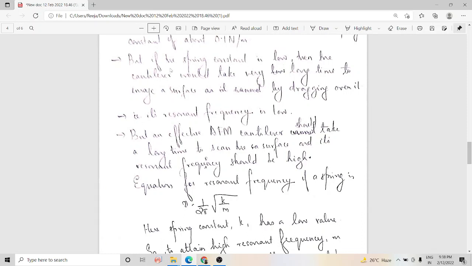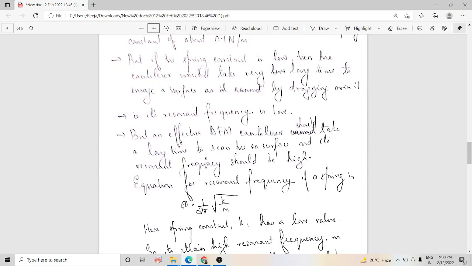For the cantilever to scan over the sample quickly, your resonant frequency must be high. To increase the resonant frequency, K must be increased, but we cannot increase K. Then what should be done? K is small, but make your mass still smaller. Let the mass of the cantilever be reduced to a very small value.